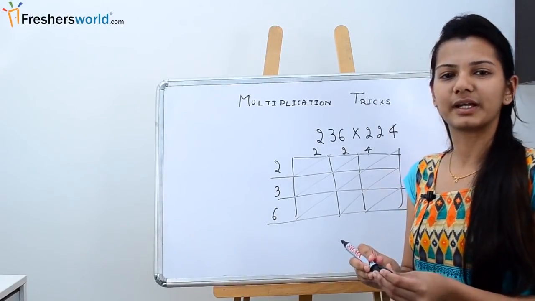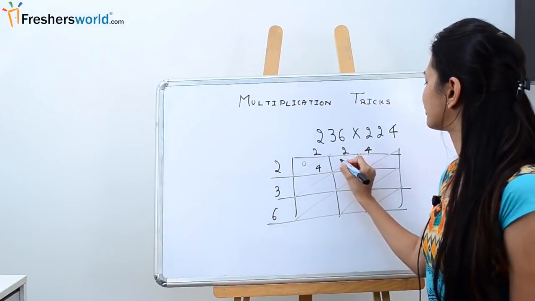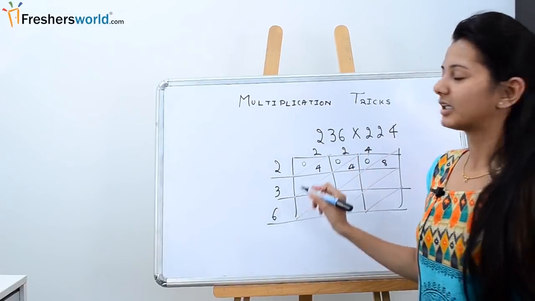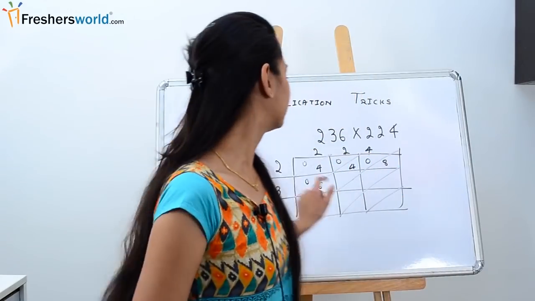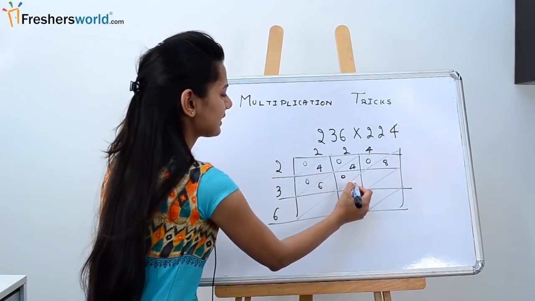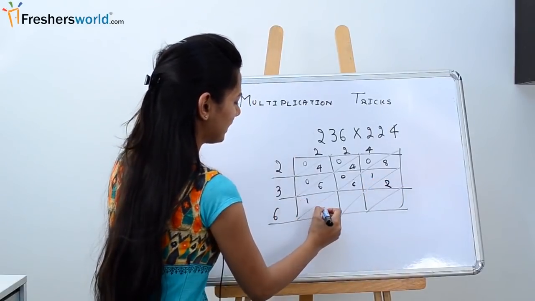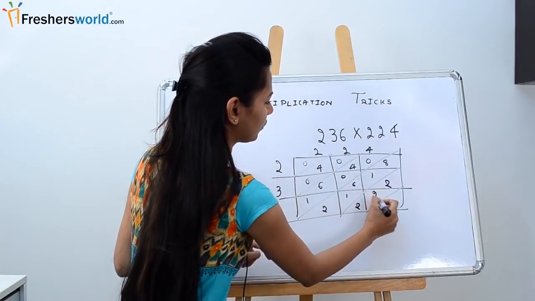and then start multiplying. Now I know that 2 into 2 is 4, so 0 and 4. Again 2 into 2 is 4, and 2 4s are 8. Then 3 2s are 6, so 0 6. Again I have 3 2s are 6, and 3 4s are 12. Then I have 6 2s are 12, 6 2s are 12, and 6 4s are 24.